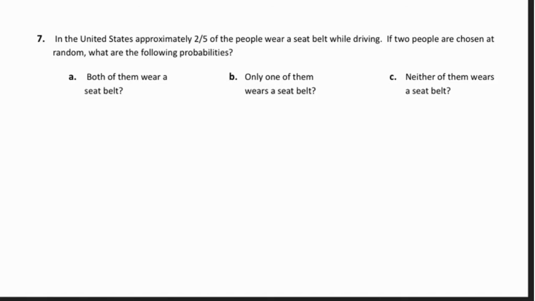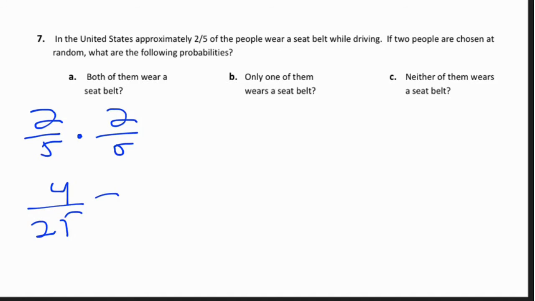So we know 2/5 of the people wear a seatbelt. So the first option, we want them to wear a seatbelt, and the second option, we want them to wear a seatbelt. So 2 times 2 is 4, 5 times 5 is 25, and then 4 over 25 as a decimal would be 16%. So there's a 16% chance that you would find 2 random people that wear a seatbelt.